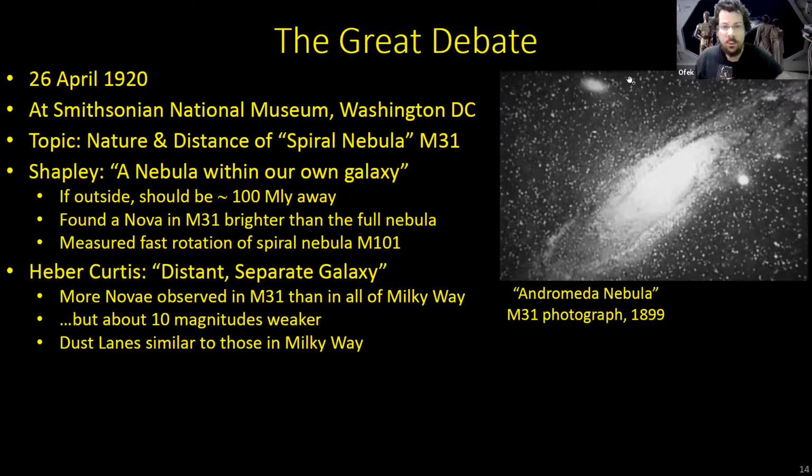There were basically two sides to the debate. One was presented by Harlow Shapley himself, who discovered the structure of the galaxy, and he claimed that this M31 object was a nebula inside the Milky Way. It's another object in the Milky Way, like the globular clusters that he traced, orbiting around the Milky Way. And he had several reasons.